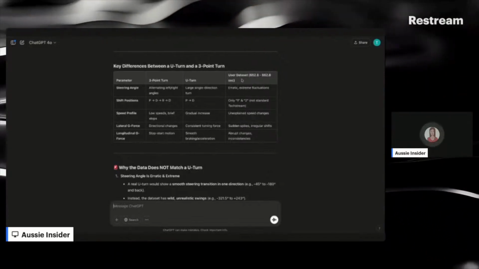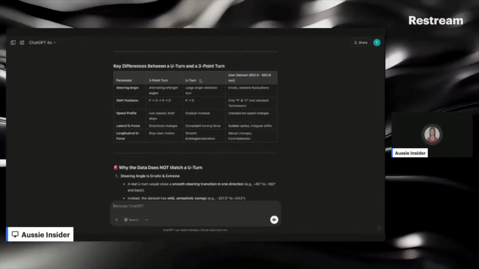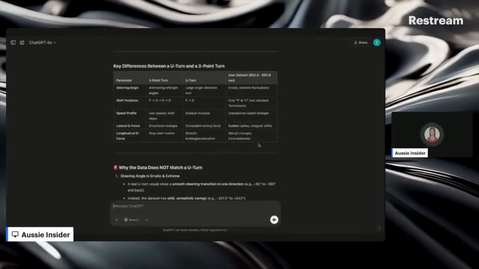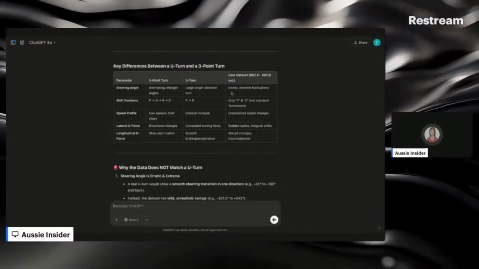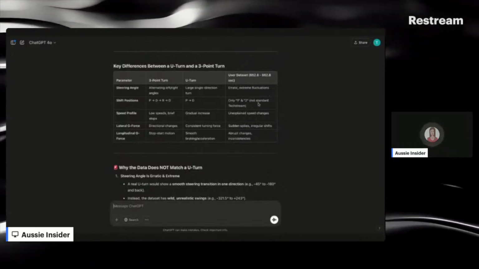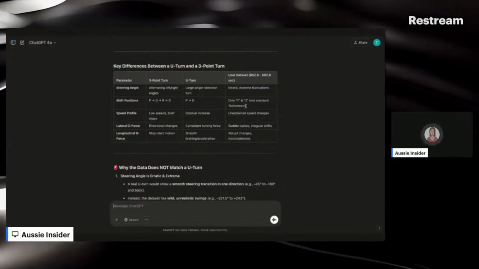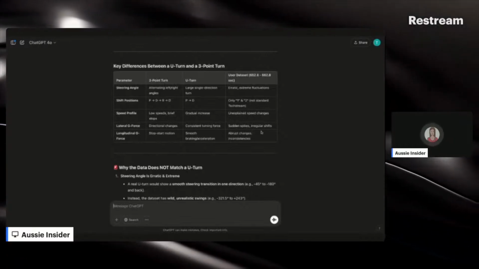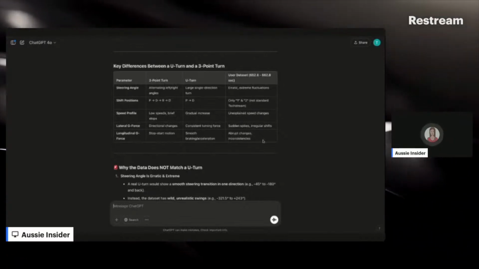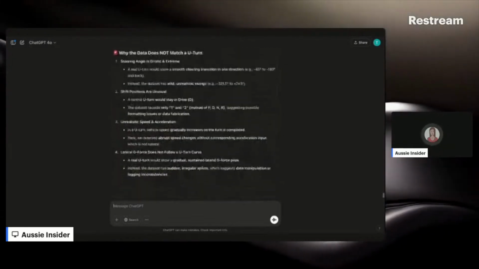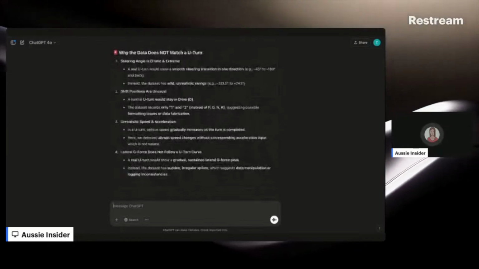So this is the data set. This is a typical U-turn. This is a 3-point turn, is what it's showing us here. And it's still putting out erratic, extreme fluctuations. It's still only pointing out not standard Techstream for the gear shifts, unexplained speed changes, sudden spikes and irregular shifts, abrupt changes and inconsistencies. It says why the data does not match a U-turn.